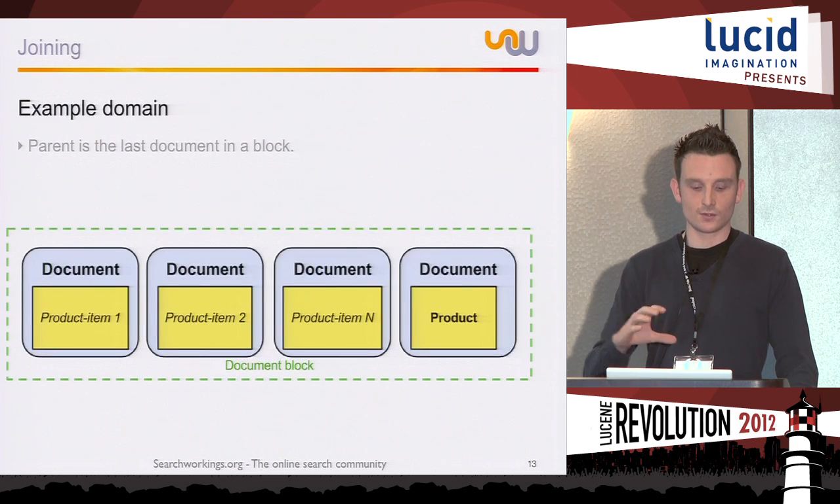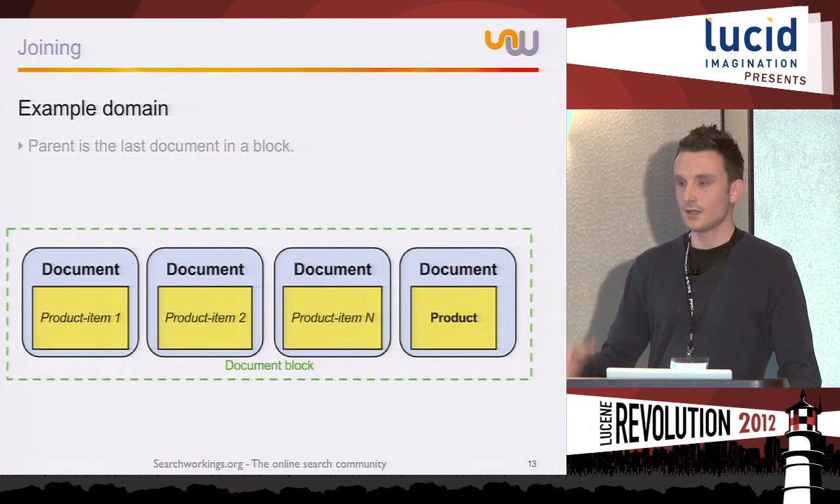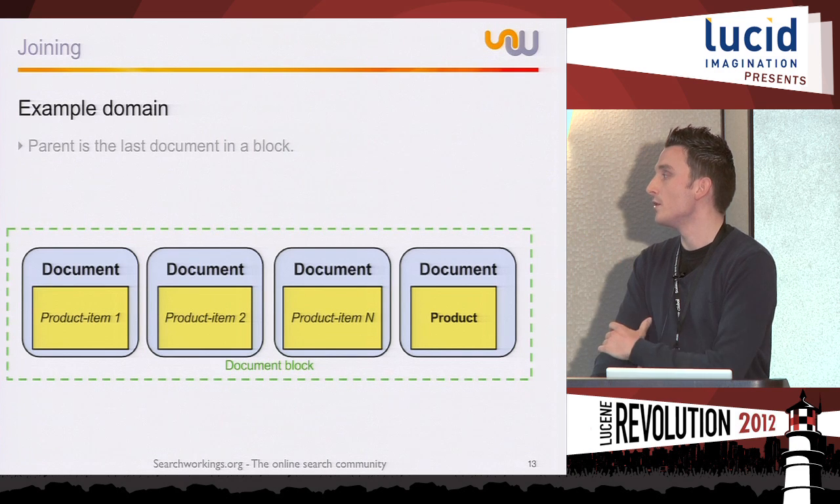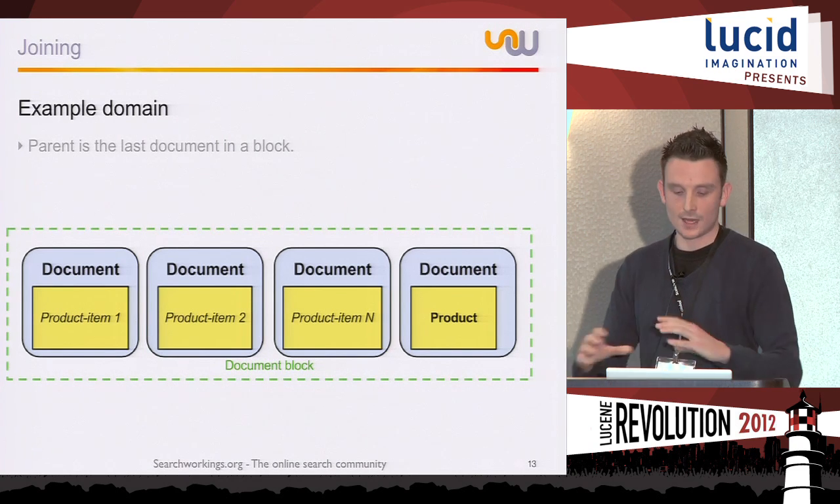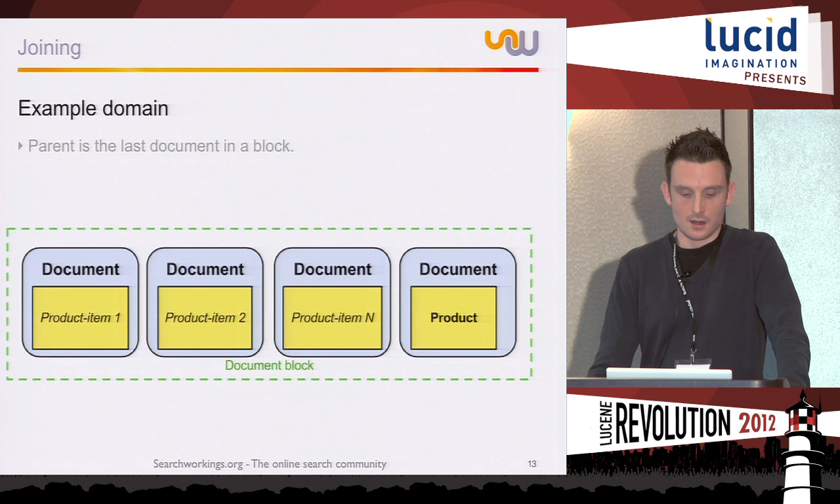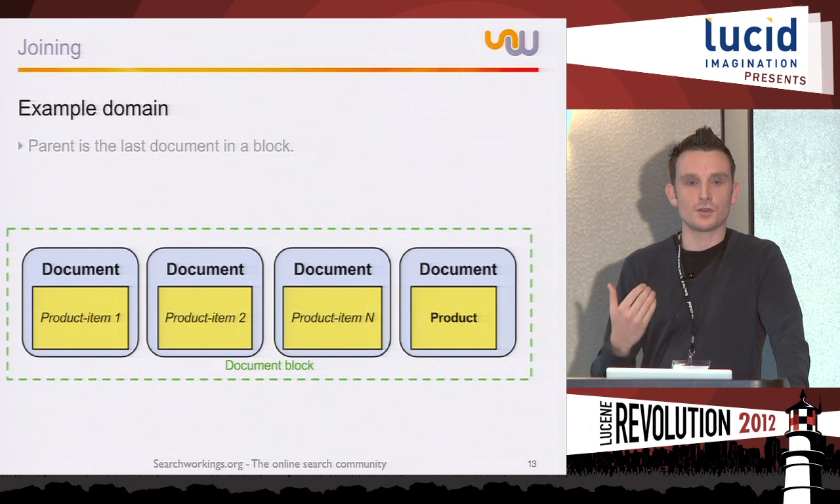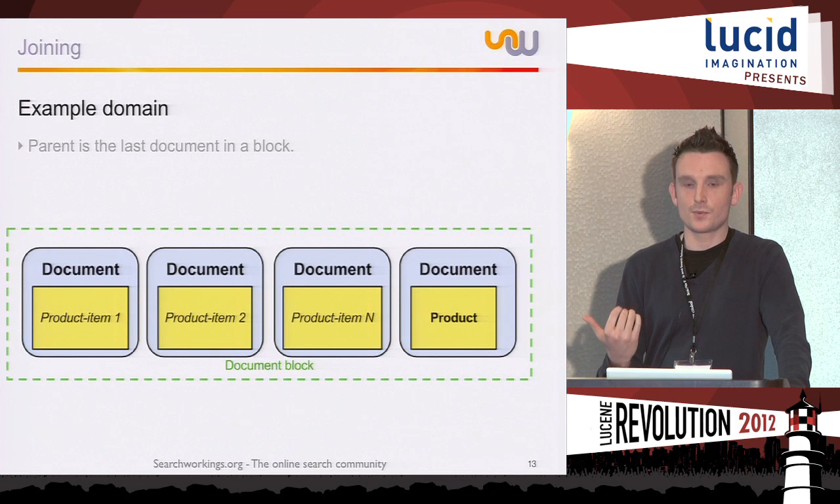So if we go back to our example domain, which I will be using throughout my talk, it basically looks like this. We add documents to the index, and they are all separate, but they are in this block. And the parent is always the last document in a block. That's very important. The block join queries rely on this fact. And any product item you can just put before that.